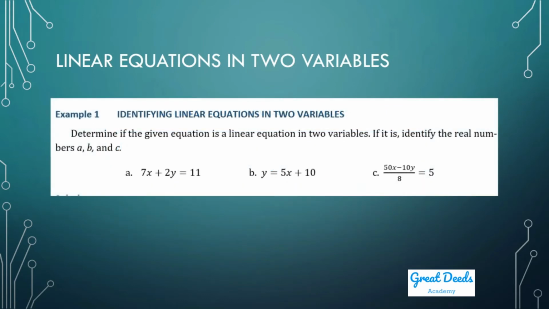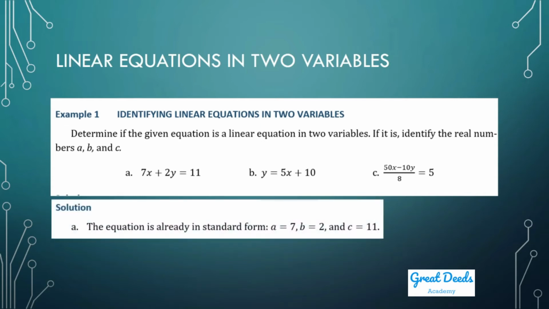Example 1, identifying linear equations in two variables. Determine if the equation is a linear equation in two variables, and identify the scalars a, b, and c. Letter A. 7 times x plus 2y is equal to 11. Obviously, it's a linear equation in two variables. A is equal to 7, b is 2, c is 11.